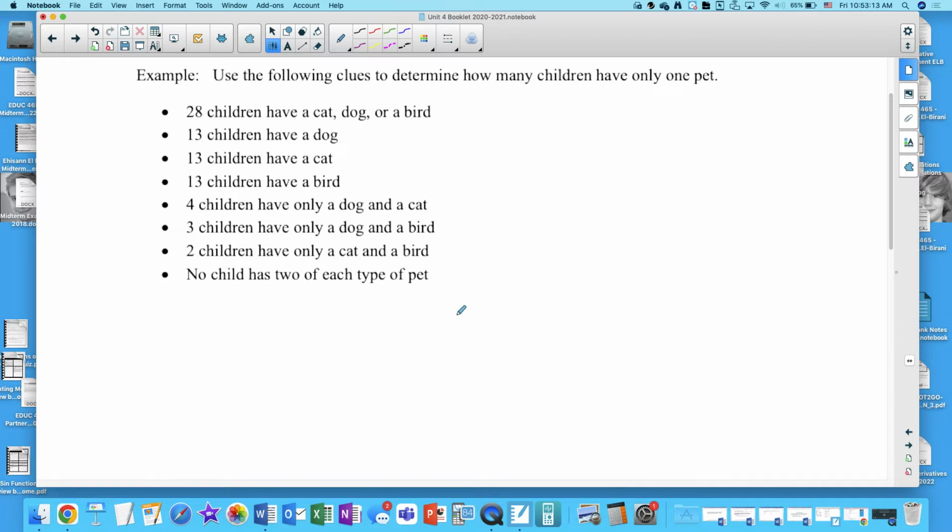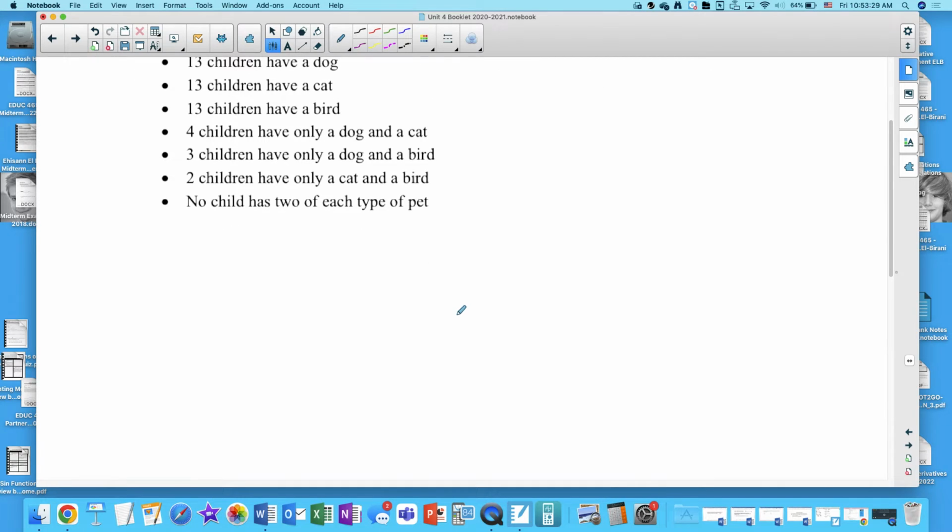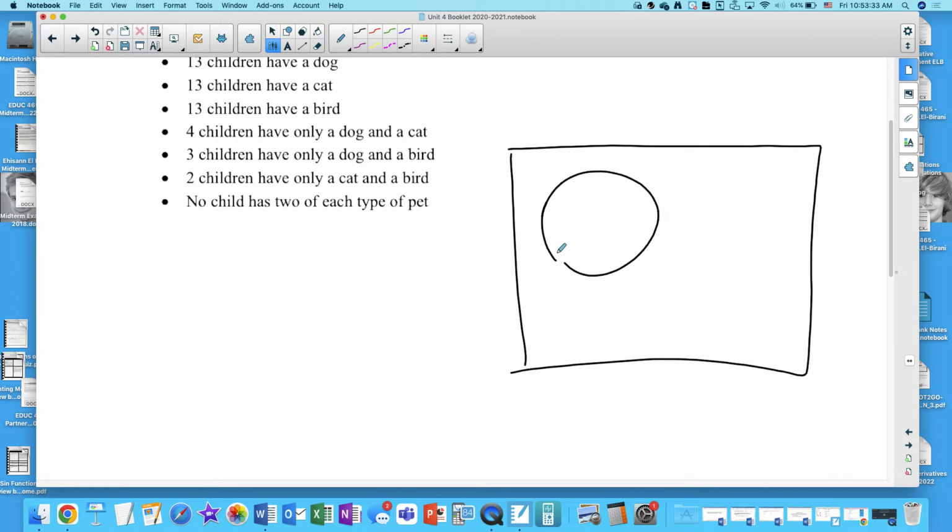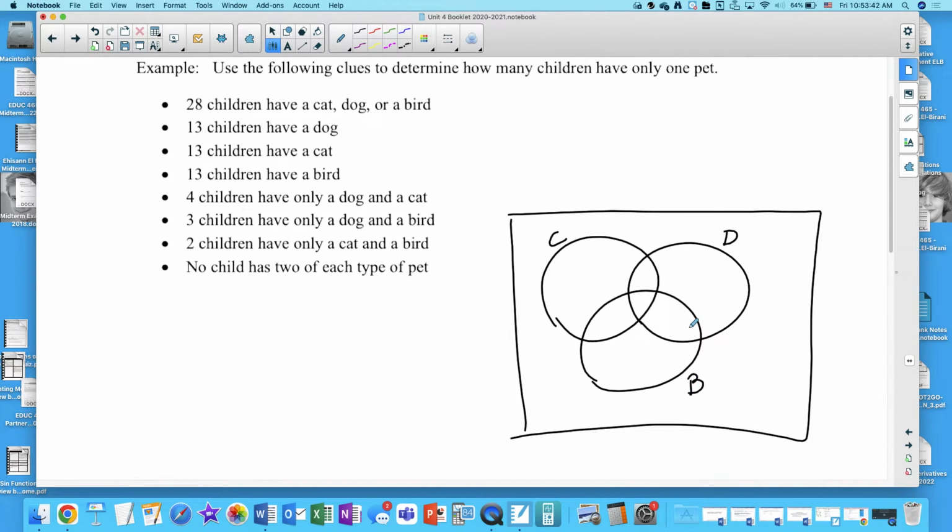What's that? Well, there's 28 people here, so, right? Where would you start? I don't even see a Venn diagram here. Draw a Venn diagram. Yes, draw a Venn diagram. Okay. It is Friday. Cat, dog, bird. Okay. Is there anything that we can fill out? Yes? What?